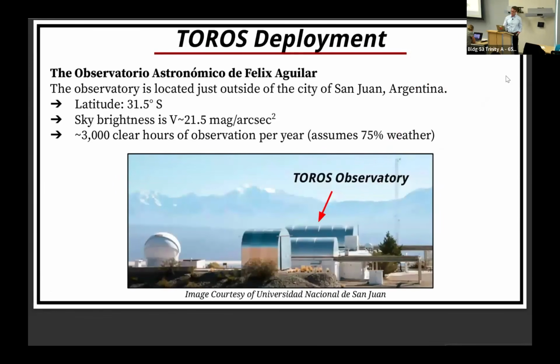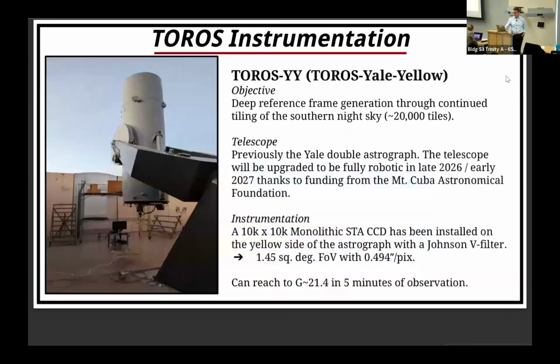The observatory has very good sky brightness down to about V of 21.5 or so. We anticipate we get about 8 hours of clear night per day on average, which is assuming sort of a poor weather model of 75%. But in general, most months there are closer to about 90-95% weather. So it's a very good site, even if it's sort of a smaller observatory.